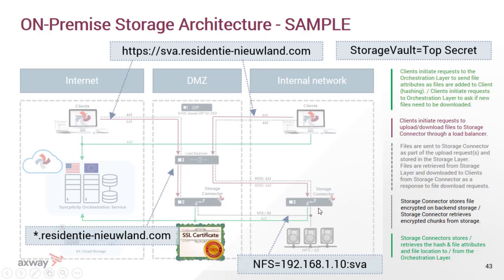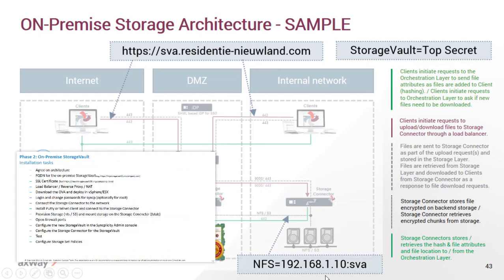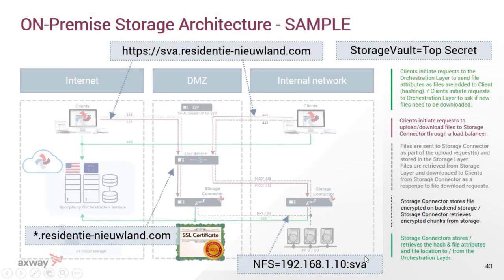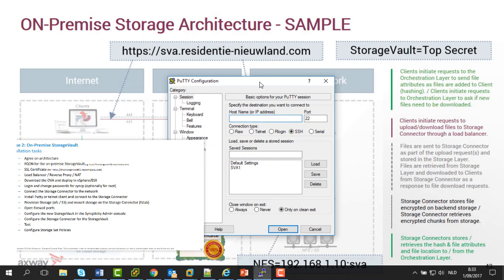That is done. My next step now is to connect the storage connector to my backend storage. The backend storage for me is an NFS share on a Linux server. And the backend is connected to my storage connector via this IP address. And this is the name of my NFS. Because my storage connector is now connected to the network, I can also connect to it via PuTTY.